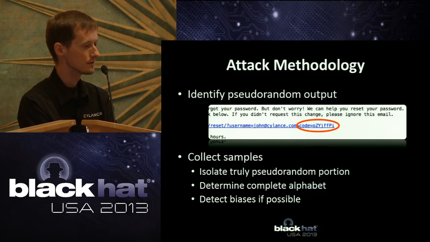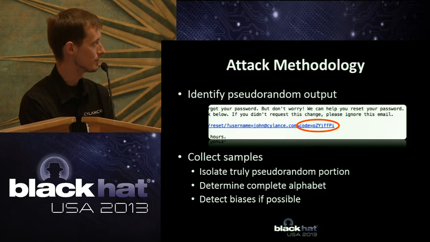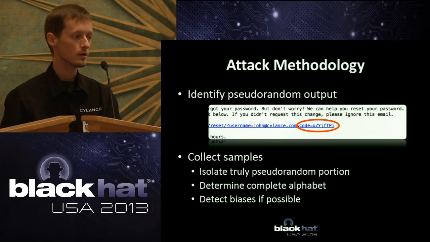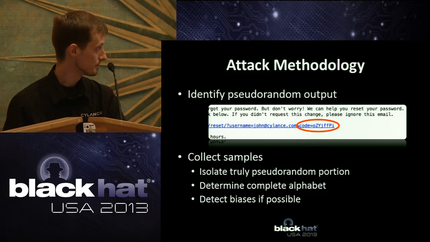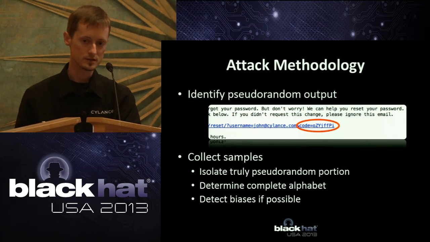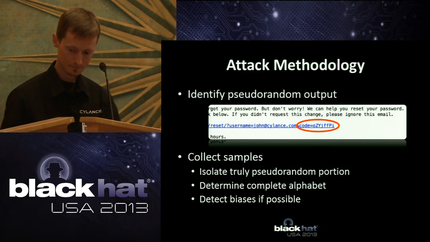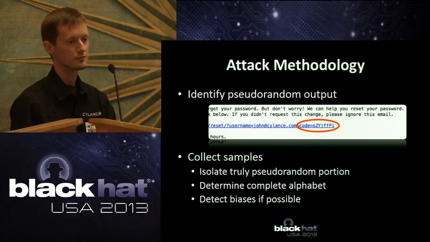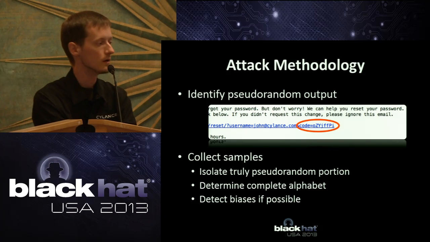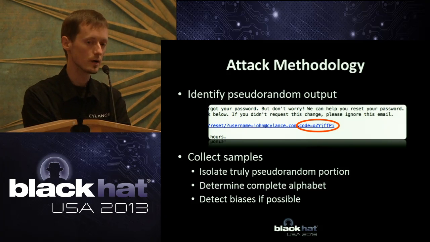Step 2 is collect samples. Here we have one sample, well, we need more samples. The goal is to collect enough samples that you've seen every symbol that the application can throw at you. In other words, you want to see every symbol that can turn up in its alphabet. After that, collect some more samples. Eventually, biases might start to emerge.